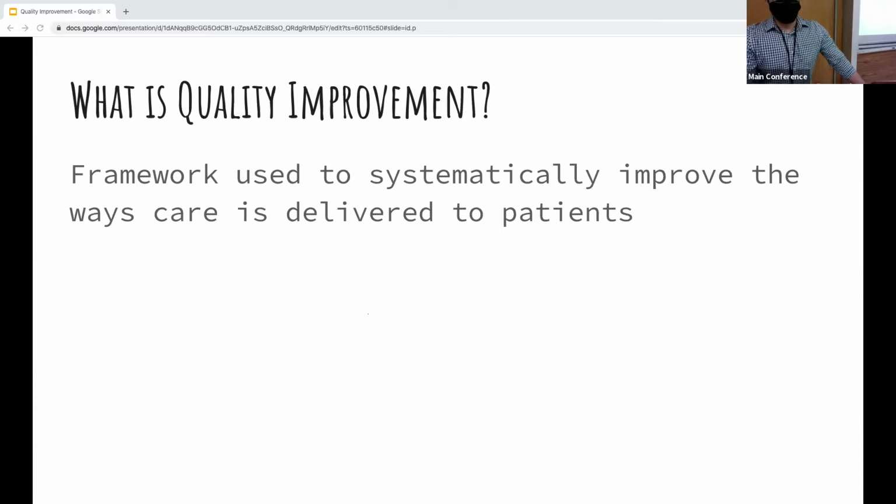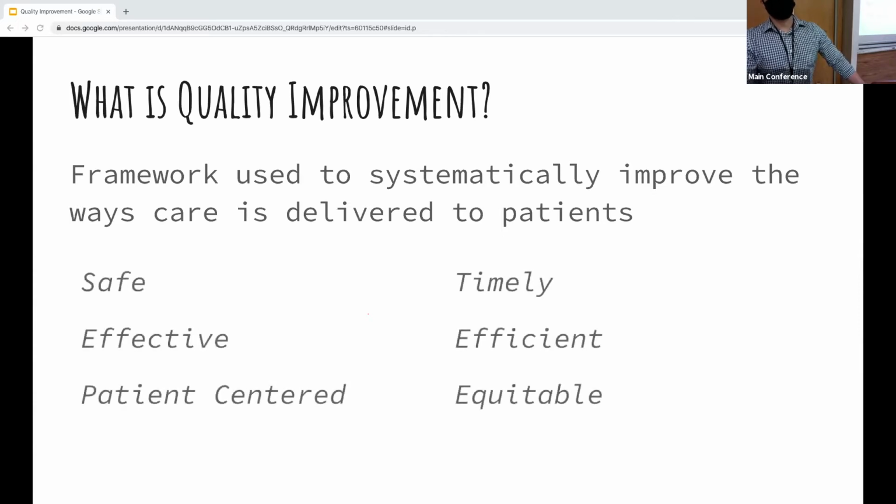The Institute of Medicine has identified 6 domains under which we can put quality improvement buckets. And so if you're looking to improve anything within a system, you're effectively judging the system based on these 6 different buckets: whether something is safe, effective, patient-centered, timely, efficient, equitable.